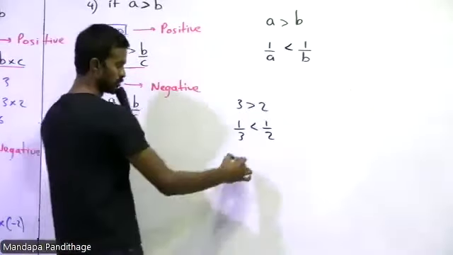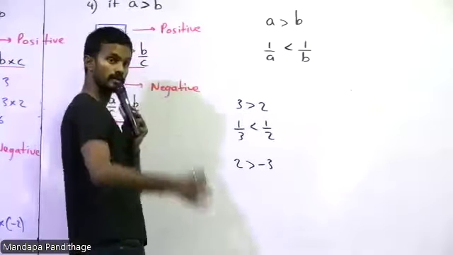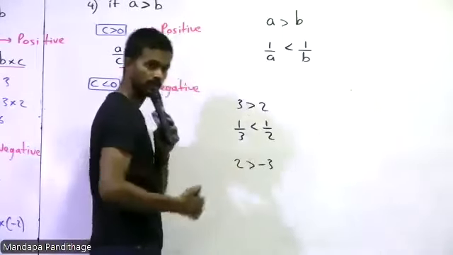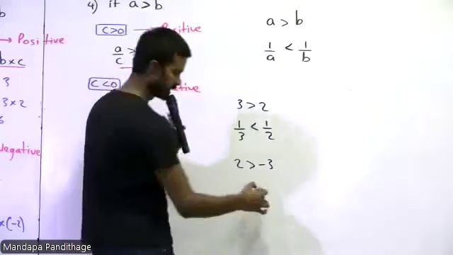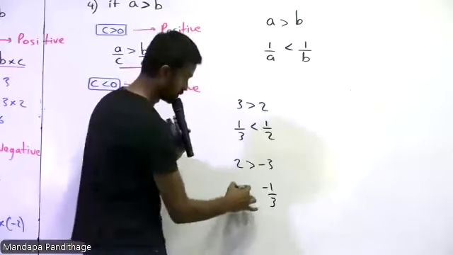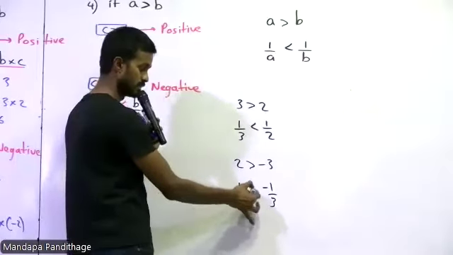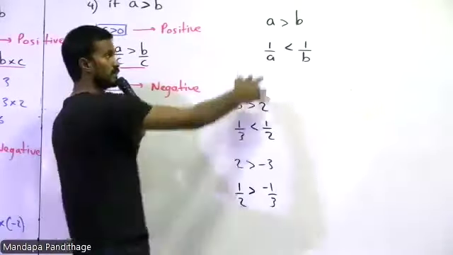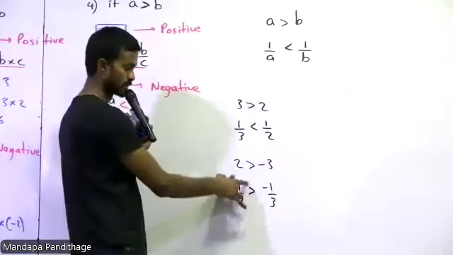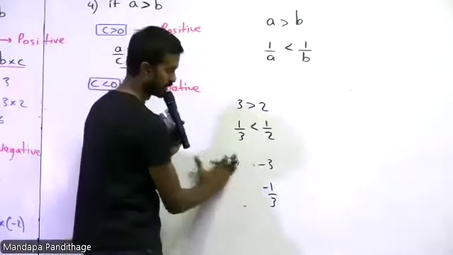But if I write something like 2 is greater than minus 3, now what happens? What is the reciprocal of minus 3? 1 over minus 3, which is minus 1 over 3. What is the reciprocal of 2? 1 over 2. Out of these, this is positive and this is negative, so this is greater. So here we thought that with a reciprocal the sign changes, but in this case the sign doesn't change. To explain this properly, we need the knowledge of a modulus.